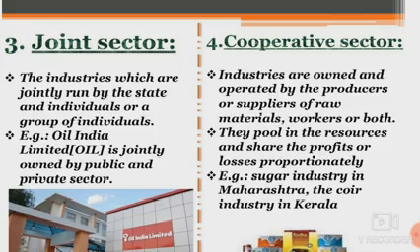Under the cooperative sector, industries are owned and operated by the producers or the suppliers of raw materials, workers, or both. They pool in their resources and share the profits and losses proportionately. For example, the sugar industry in Maharashtra and the coir industry in Kerala.